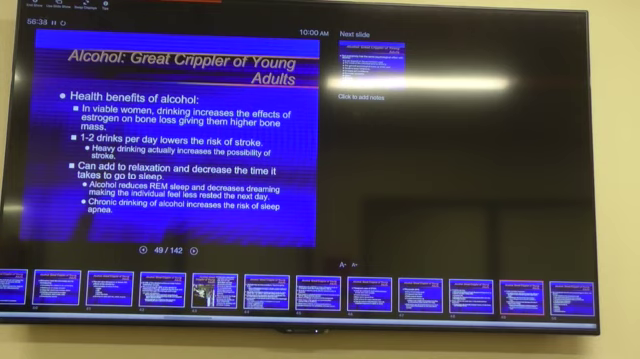Health benefits of alcohol. In menopausal women, drinking increases the effects of estrogen on bone loss, giving them higher bone mass so they don't get osteoporosis. One to two drinks per day lowers the risk of stroke. Heavy drinking actually increases the possibility of stroke, but if you limit yourself to one to two shots of whiskey a day, it actually will reduce stroke.